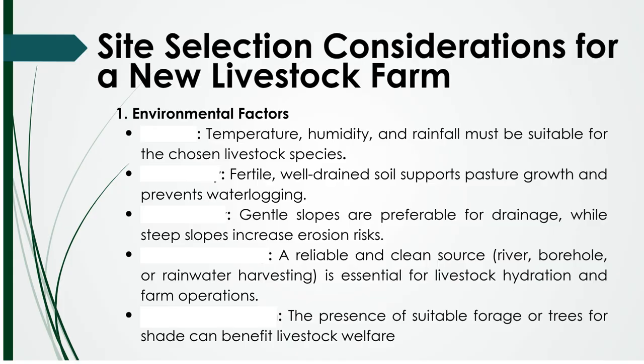Next, water availability, a reliable and clean source, river, boring, or rainwater harvesting is essential for livestock hydration and farm operations. So if we can have a free source of water, it will reduce the cost of your operation. And next, natural vegetation. The presence of suitable forage or trees will also add some value to your farm and help reduce some costs on feed.